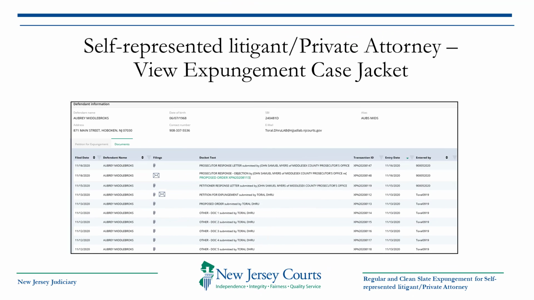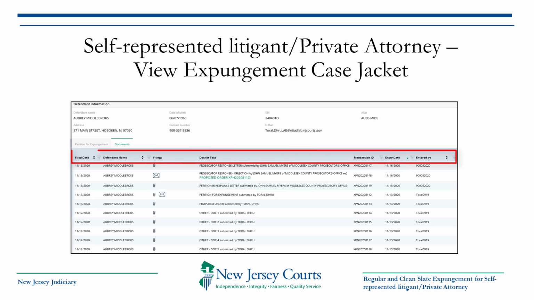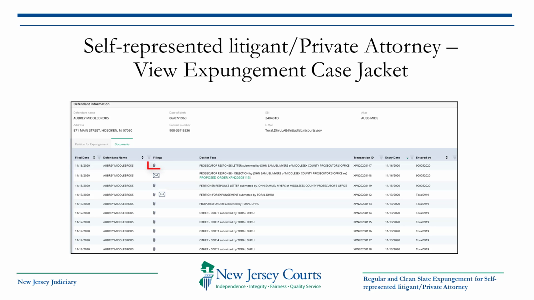From the workbasket, choose the action View Expungement Case Jacket, and then click on the Documents tab. Click the columns header to sort the columns in ascending or descending order. Default sort is by earliest entry date. Click the paperclip to view the PDF associated with a particular entry.